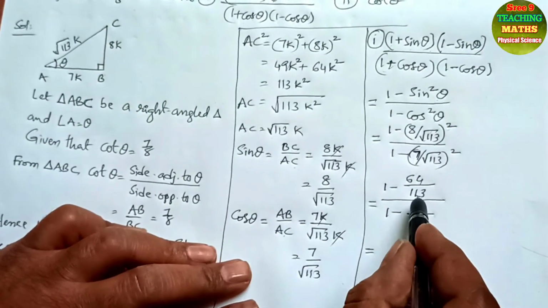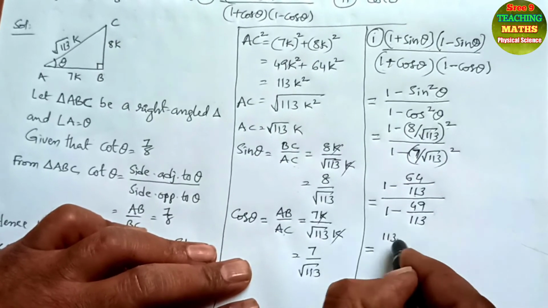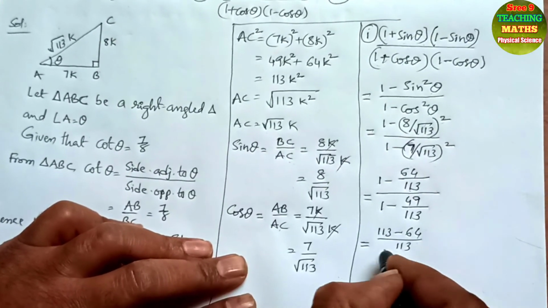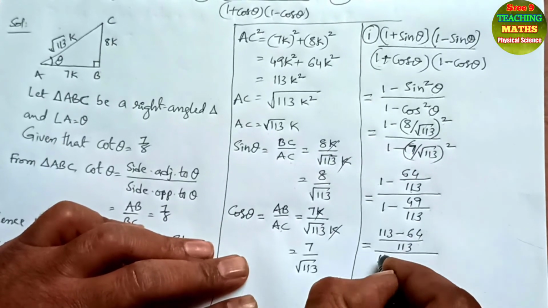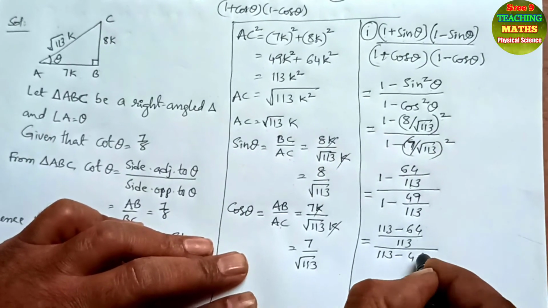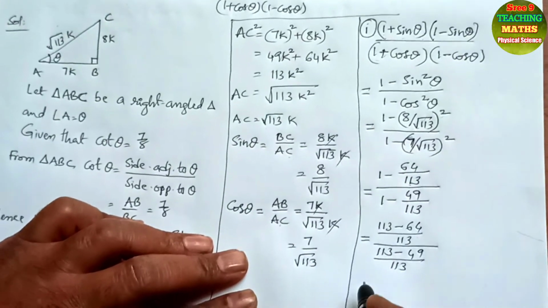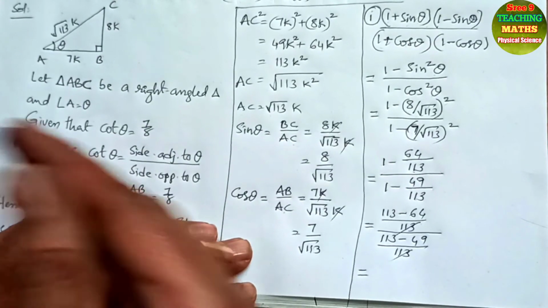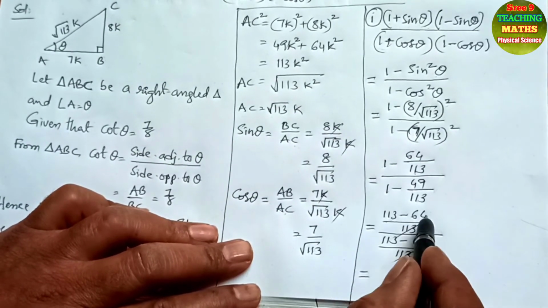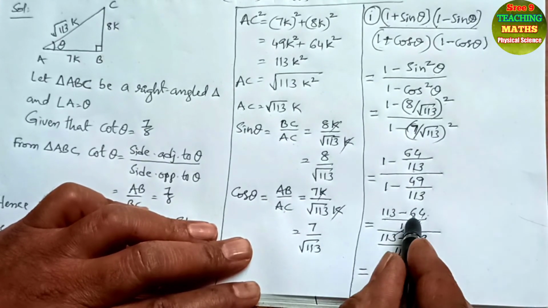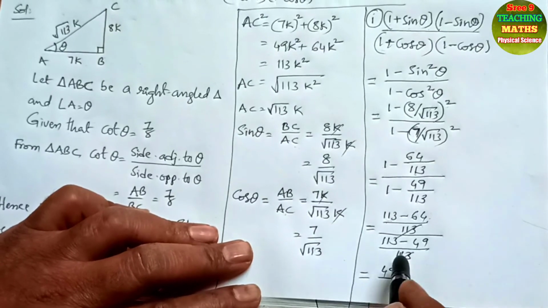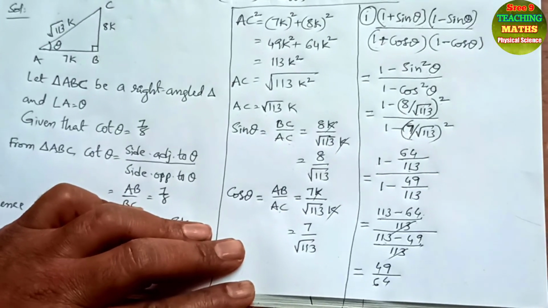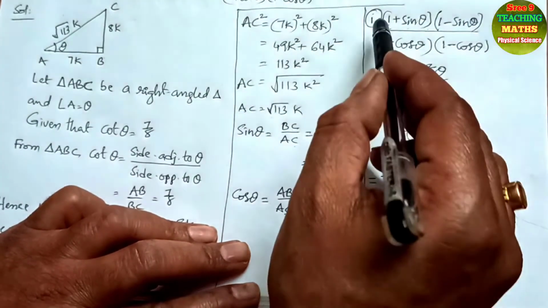This is equal to LCM 113: 113 minus 64 by 113, upon 113 minus 49 by 113. You see, 113 gets cancelled. So 113 minus 64, how much is it? 13 minus 4 is 9, and 10 minus 6 is 4, so 49. And 113 minus 49: 13 minus 9 is 4, and 10 minus 4 is 6, so 64. So it is 49 by 64, that is the first value.